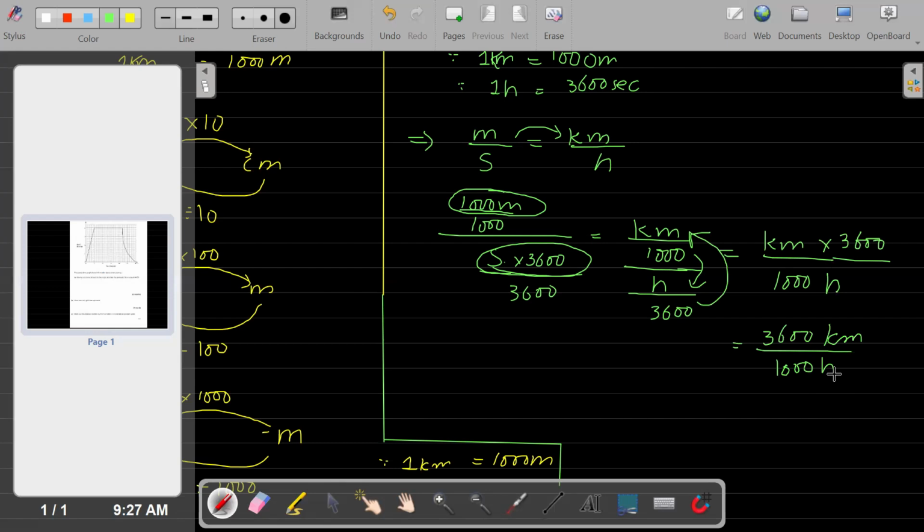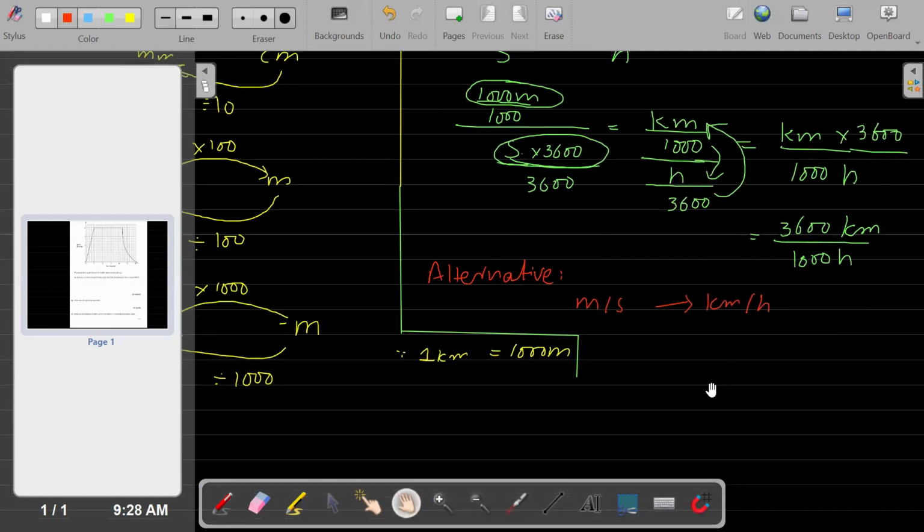Miss, tell me the alternative also. Okay, I'm telling the alternative. So its alternative is, if you want to move from meter per second to kilometer per hour, simply what are you going to do? You are going to multiply with 3600 and divide it by 1000.